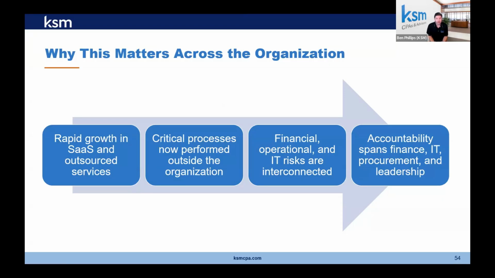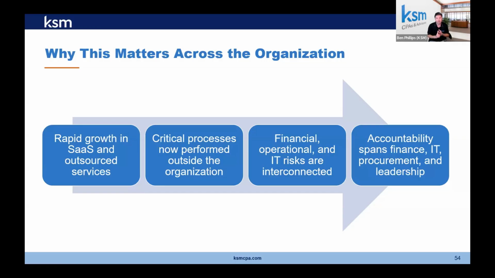Okay, so why does this matter across the organization? This issue has become much more important because organizations increasingly rely on software as a service or SaaS applications, cloud providers, outsourced payroll providers and processors, revenue platforms, and integrated financial systems. In many cases, key business processes are no longer fully operating inside your own environment. That means that risks become interconnected.